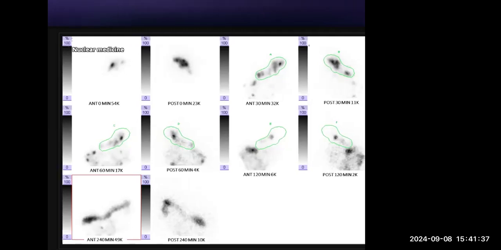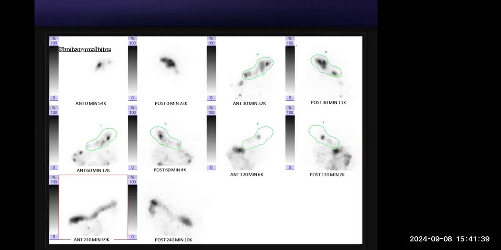Are you able to see the screen? Yes, sir, I can see the screen. Okay, I am presented with a nuclear medicine scan. I'm just trying to figure out what scan it is and which body part it is. 0 minutes, 30 minutes, 60, 120, and 240 minutes.